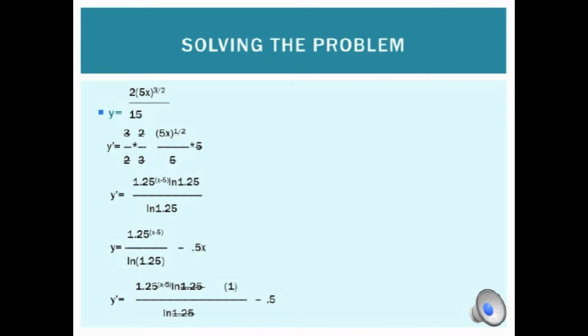Y equals 2 times 5x to the 3/2 power over 15. Y prime is equal to 5x to the 1/2 power. Y prime is equal to 1.25 to the x minus 5 power times ln 1.25 all over natural log of 1.25. Y is equal to 1.25 to the x minus 5 power over natural log of 1.25 minus 0.5x. Y prime equals 1.25 to the x minus 5 power minus 0.5.